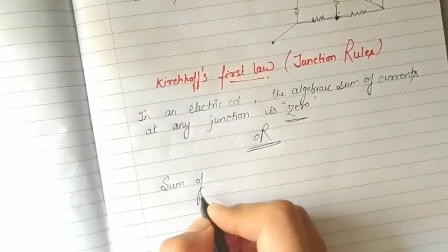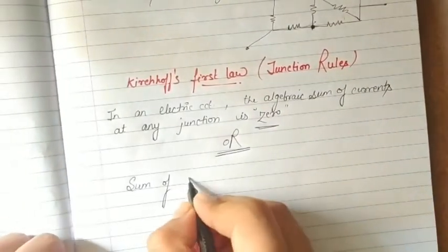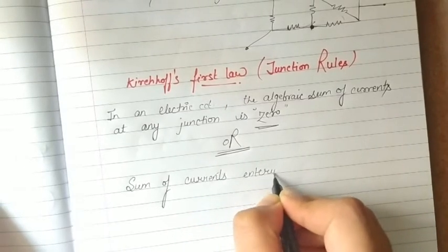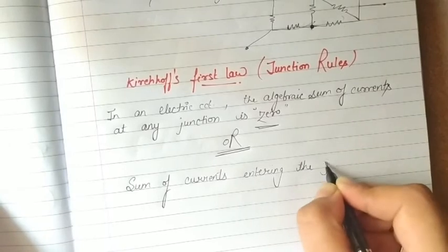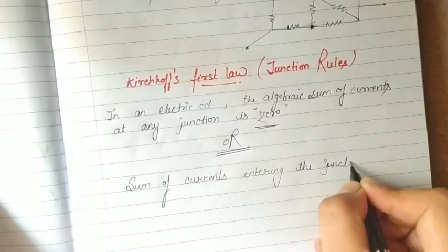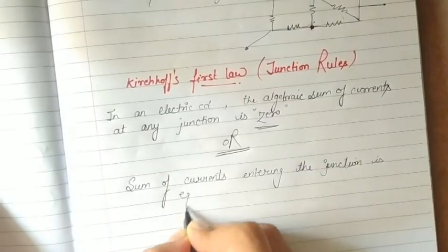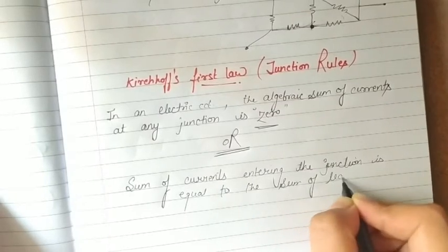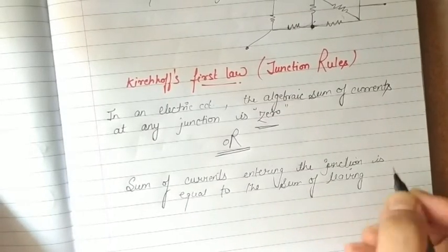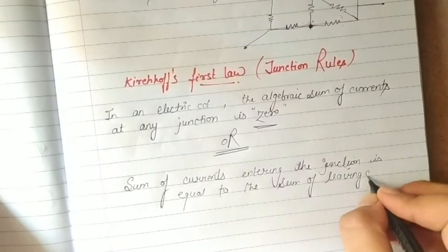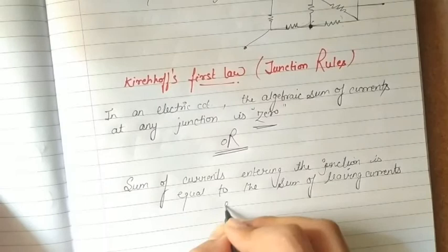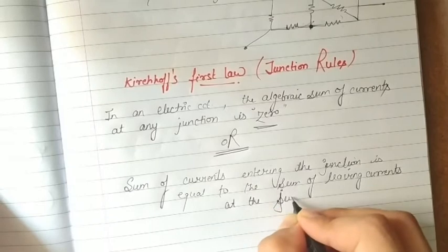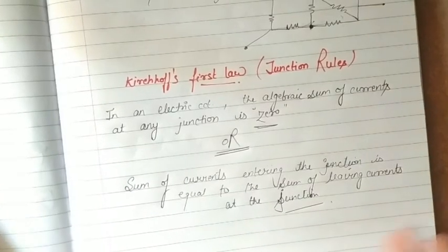sum of currents entering the junction is equal to the sum of leaving currents at the junction, right?